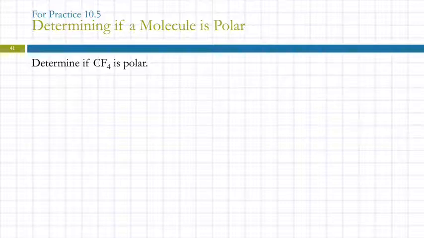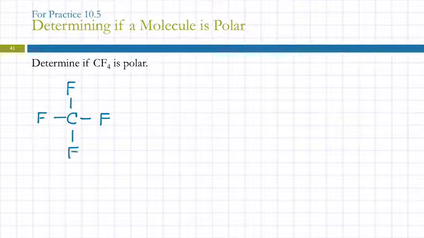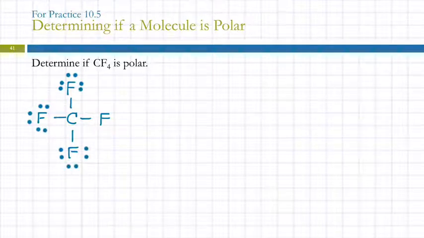Let's use the shortcut and the more thorough method, and let's see if carbon tetrafluoride is polar or nonpolar. The first thing we have to do is draw the Lewis structure. So carbon in the middle, fluorines around, and then we have to get the correct number of valence electrons and octets and all of that good stuff, and I'm not going to talk you through the details of that. There's our Lewis structure.